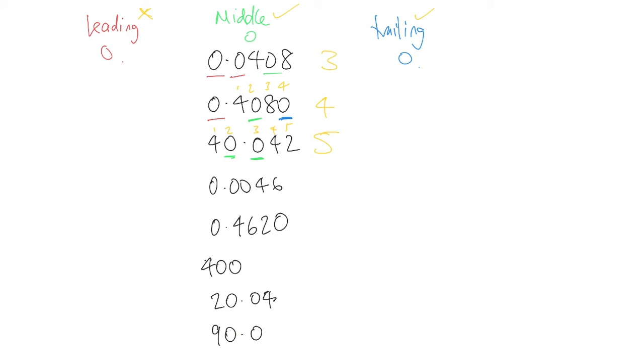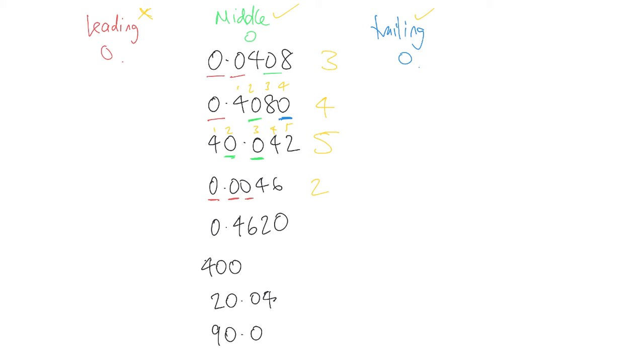The next number. The first zero is what type of zero? Leading zeros. Next one is also a leading zero. Next one is also a leading zero. So any zeros left of a significant figure are leading zeros, and so therefore they are not significant. So how many significant figures there? 2.